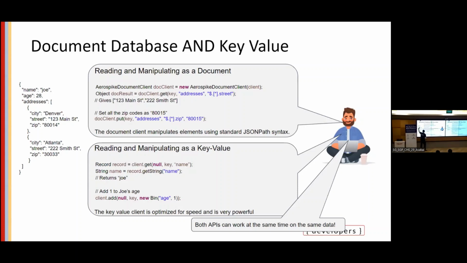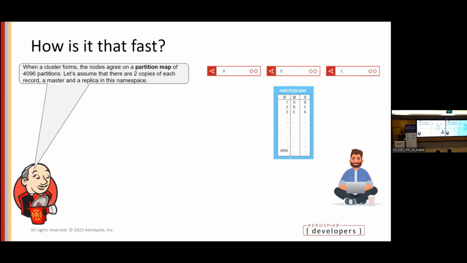So you can see street here, street. So it gives me an array of 2 streets. Okay, so the standard JSON path. Okay, so how is it fast? So we discussed all this, right? So how is it fast?